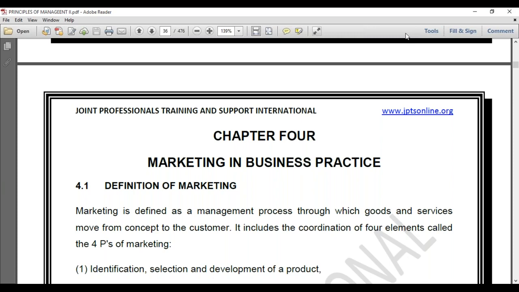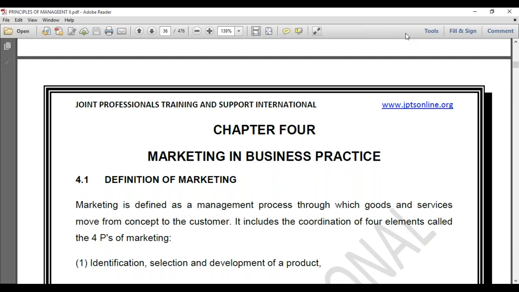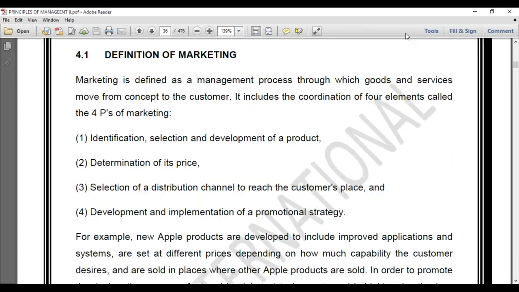It includes the coordination of 4 elements called the 4 P's of marketing. The 4 P's of marketing, which has to do with products. Under products, you consider what you intend to produce, because you can't just go into production and begin to produce anything you like. You need to study the market and know what to produce for your customers.